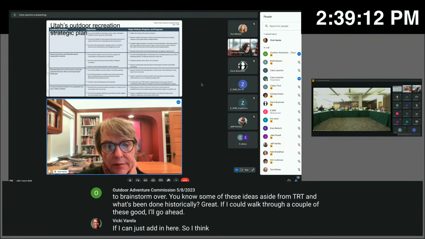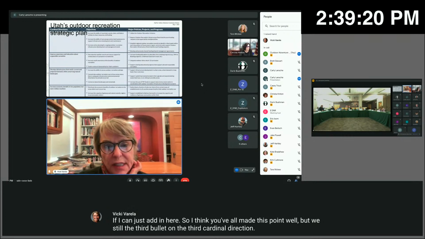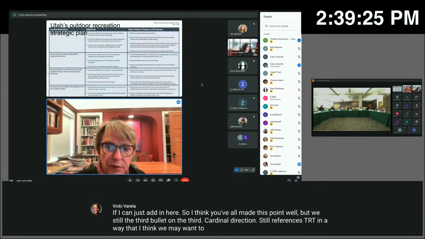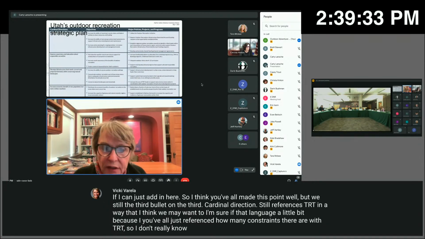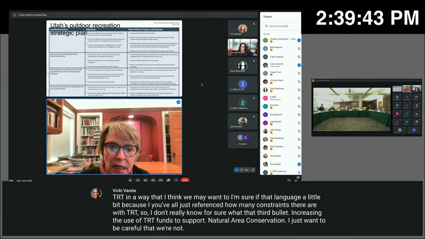So I think you've all made this point well, but the third bullet on the third cardinal direction still references TRT in a way that I think we may want to shore up that language a little bit, because you've all just referenced how many constraints there are with TRT. So I don't really know for sure what that third bullet, increasing the use of TRT funds to support natural area conservation, means. I just want to be careful that we're not adding more to a really constrained resource.